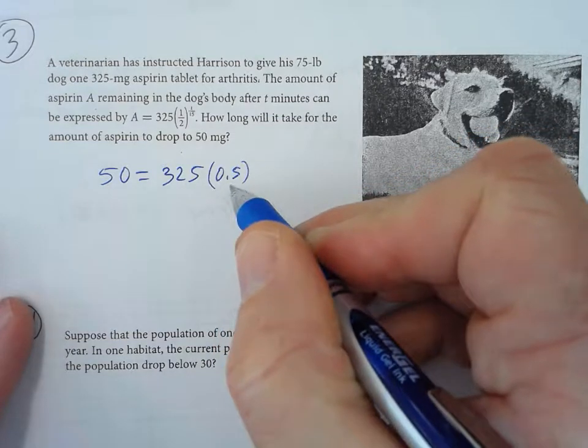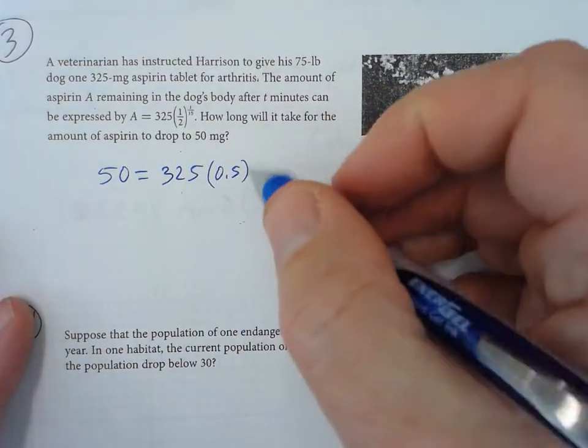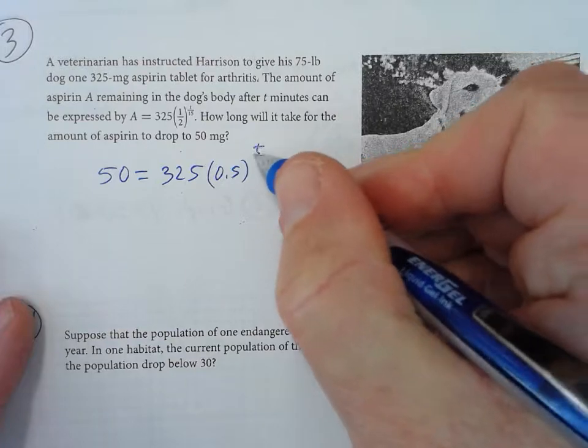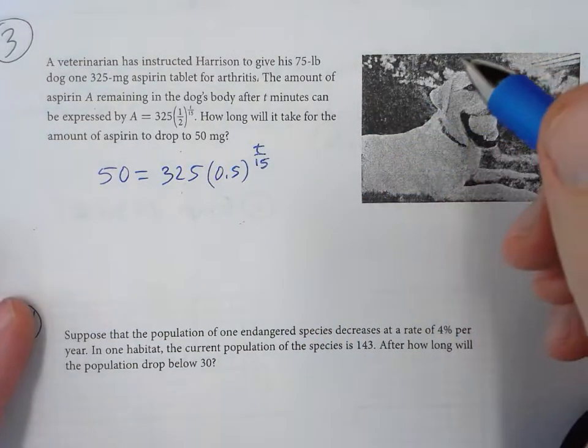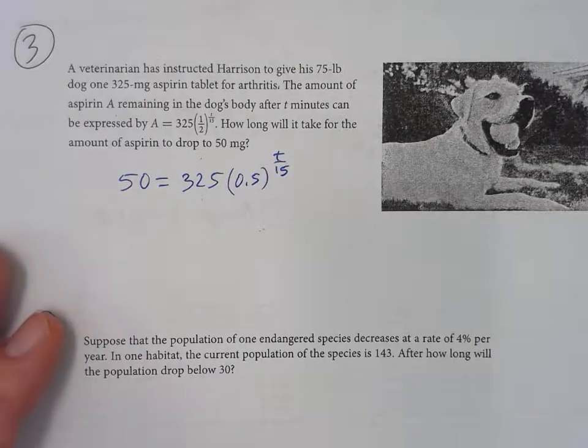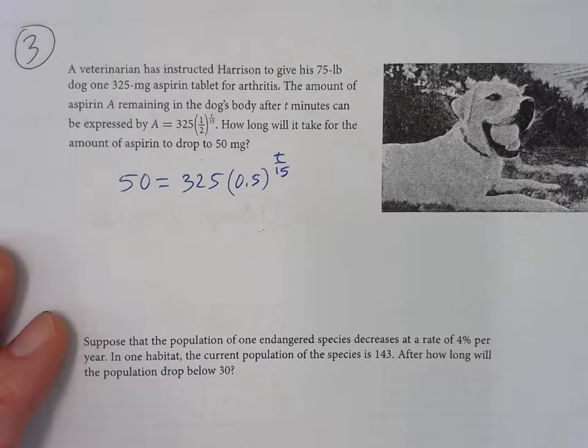I'm going to change that to a decimal because it's faster to type in the calculator. And then it's t over 15. It's really hard to see that it's t over 15, so I can zoom in here. My zoom button has disappeared. Is this the zoom button? Whoa, that's weird. The zoom button is just gone. Oh well.